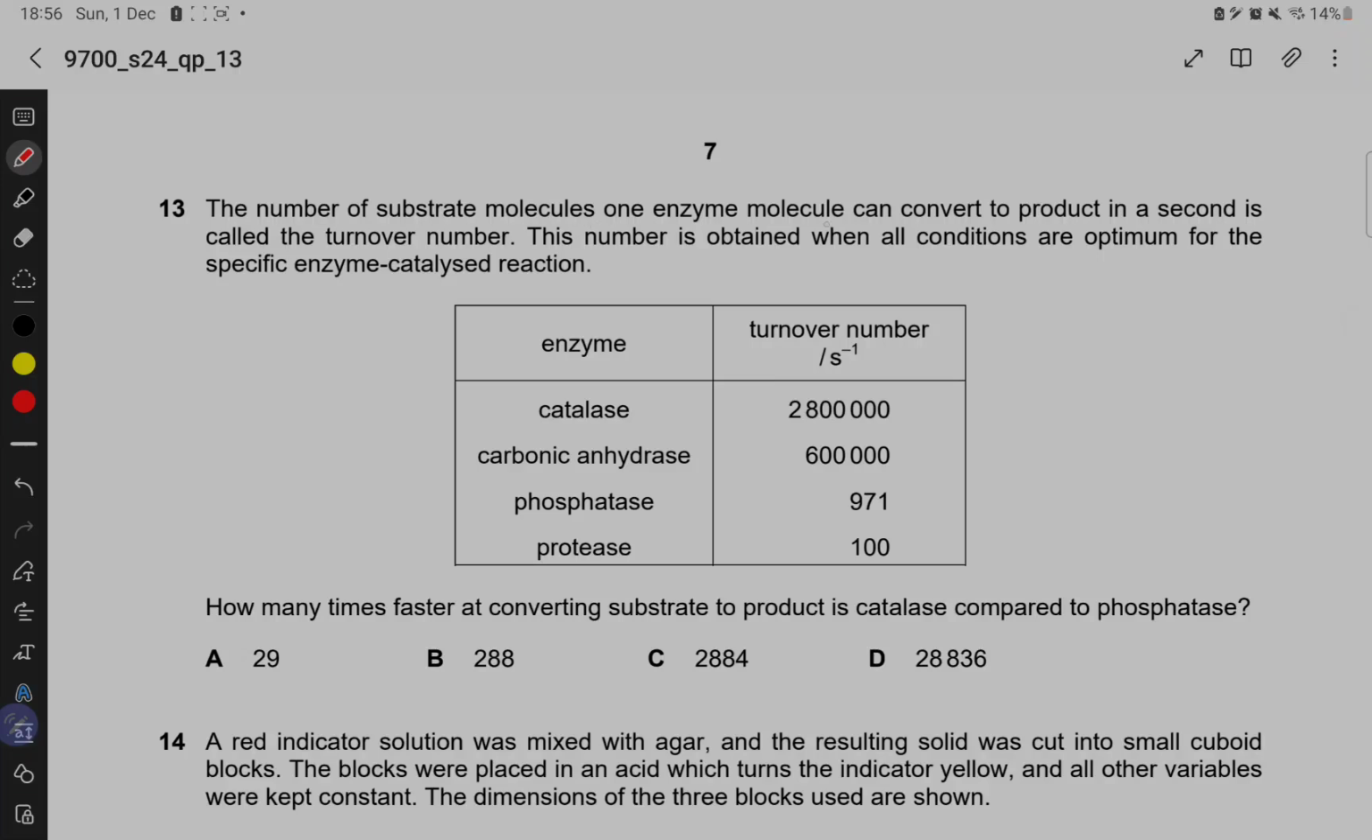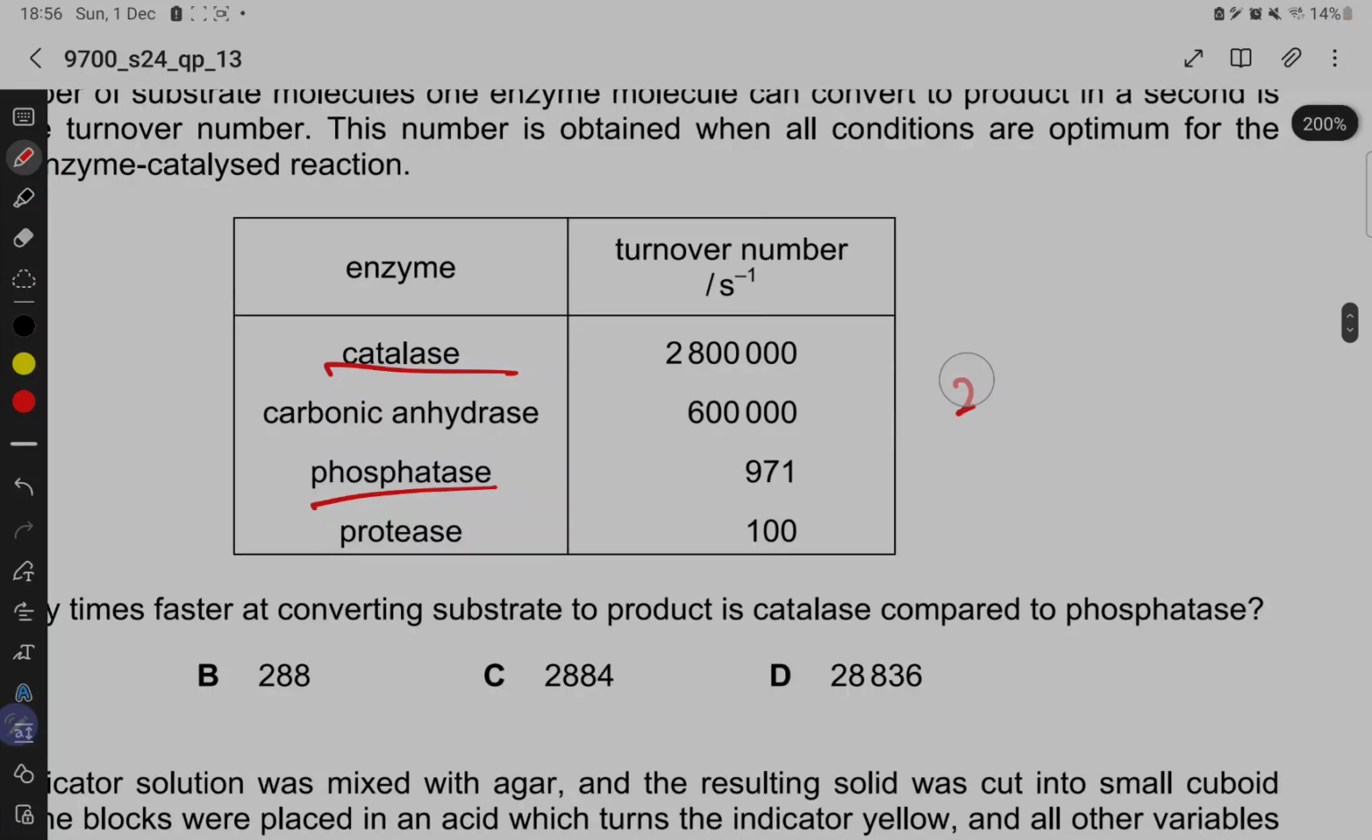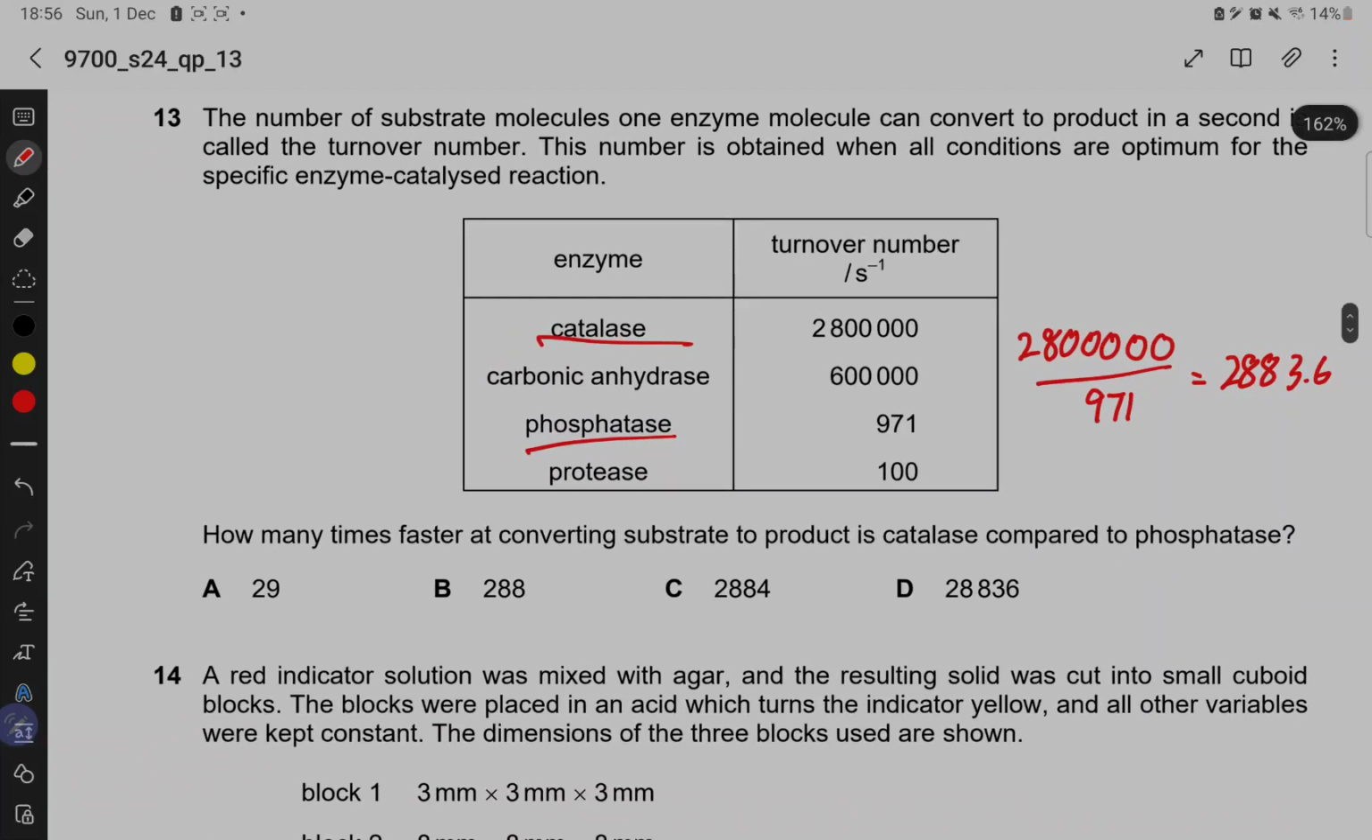Number of substrate molecules can be and so on. So how many times faster is converting substrate to product by catalase compared to phosphatase? So it's this and this. So let's just calculate this. So it's C.